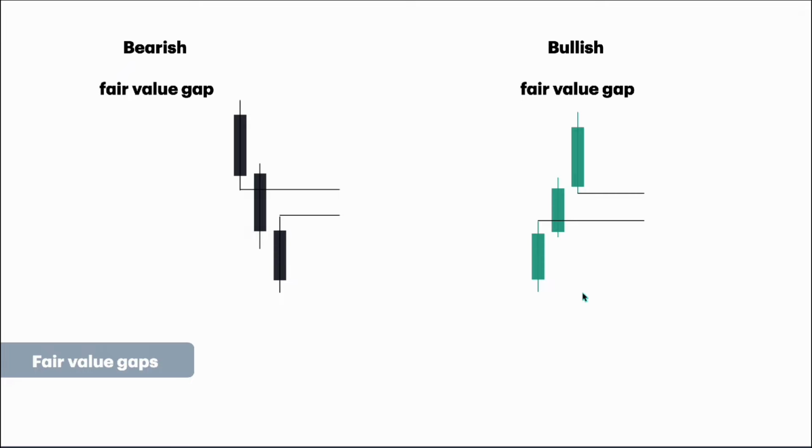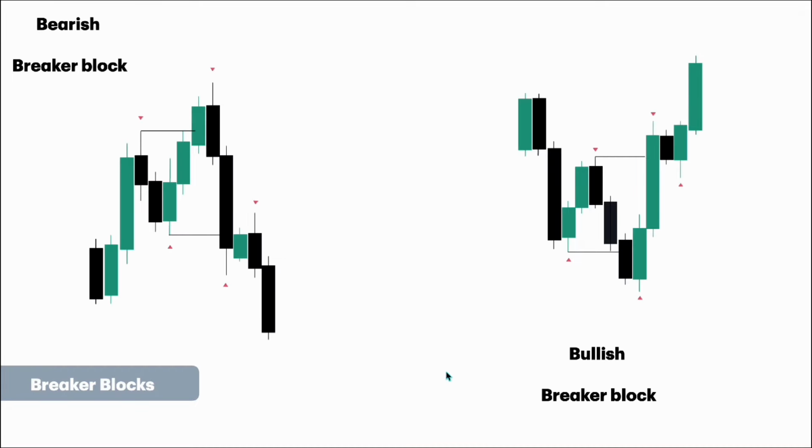Now let's move on to breaker blocks. A breaker block forms a structural pattern. When the price moves up, it creates a swing high, then drops to form a swing low. It breaks the previous high, creating a higher high before dropping again to form a lower low. The pattern looks like high, low, higher high, lower low.